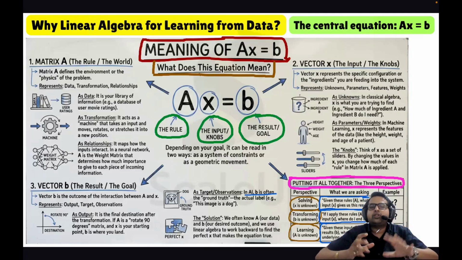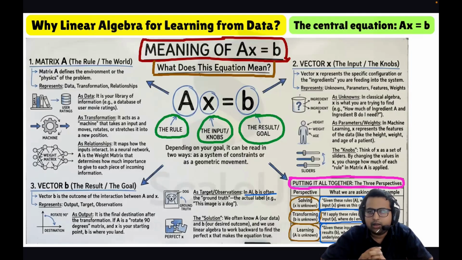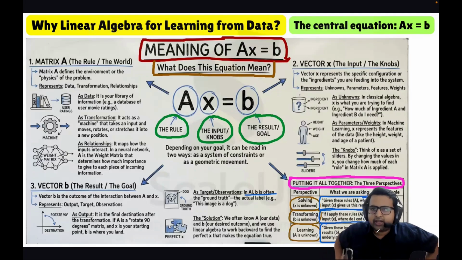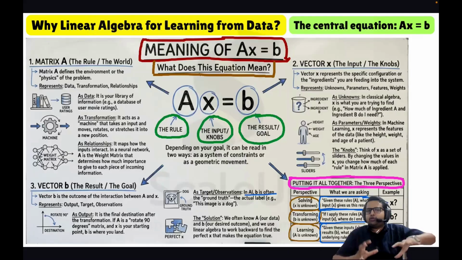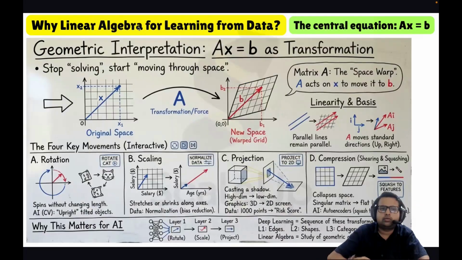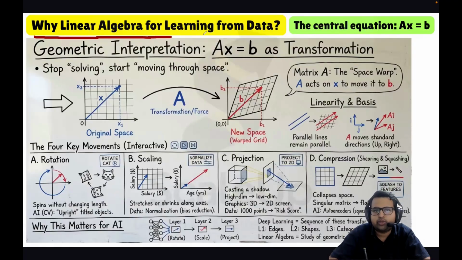Now it's very clear to us that in linear algebra, Ax = b is the central equation. We can use this equation from the perspective of solving, where x is unknown, from the perspective of transforming, where b is unknown, and from the perspective of learning, where A is unknown. Now let us look at the geometric interpretation of the equation Ax = b.